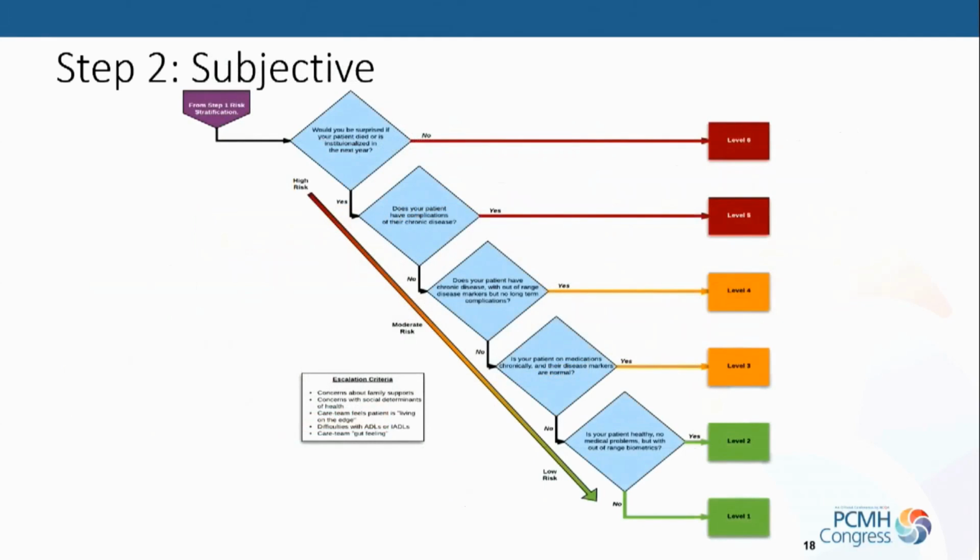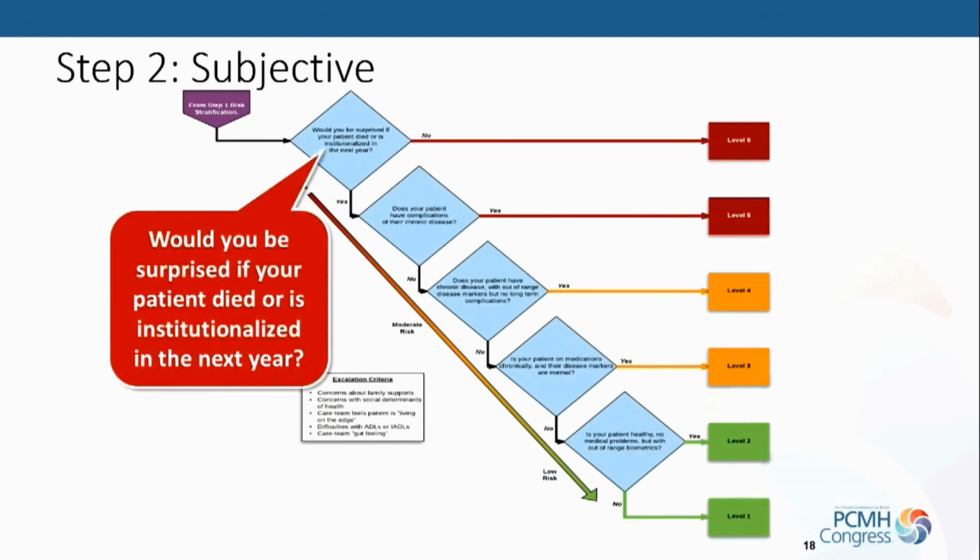These 5 diamond-shaped boxes going diagonally down the screen are a series of 5 questions that you and your care team can ask yourselves to sort patients into one of those 6 final levels of risk. If you answer yes to one question, you're done. If no, go to the next, and the next, until you finally get to the last question. So let's go through these.